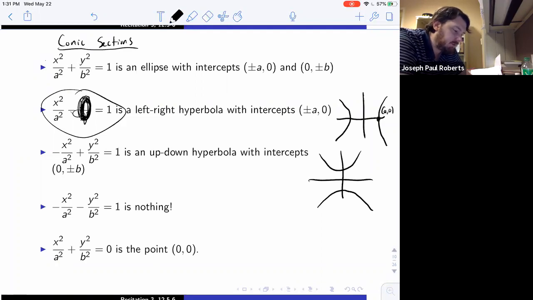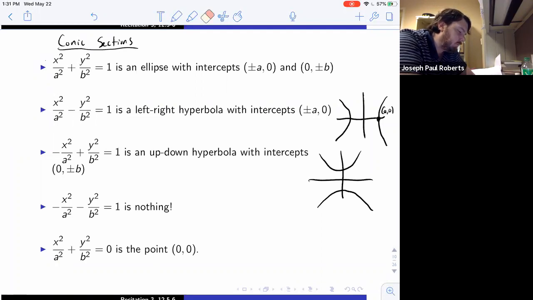And so you do get x-intercepts. And then sort of the opposite situation happens here: if I set x equal to 0 here, I do get y-intercepts of 0 plus or minus b. So this is the point 0, b. And then if I set y equal to 0, I don't get x-intercepts because minus x squared over a squared will never be a positive number.